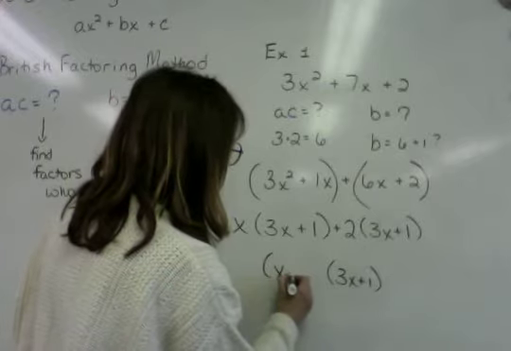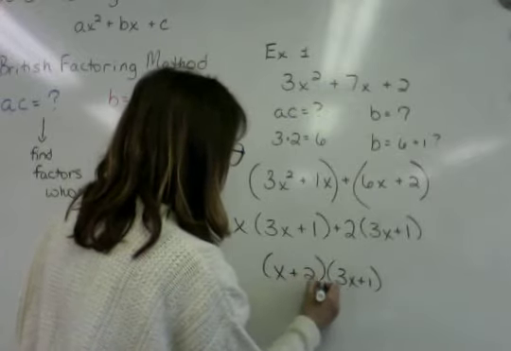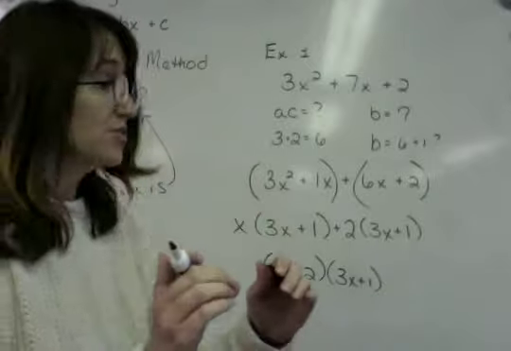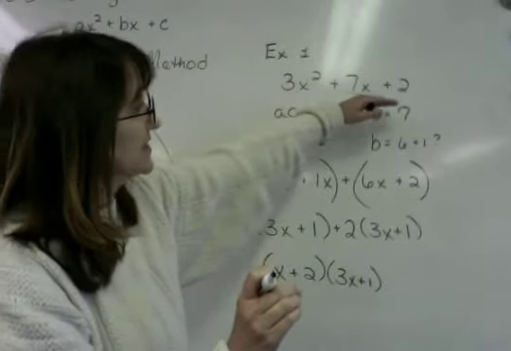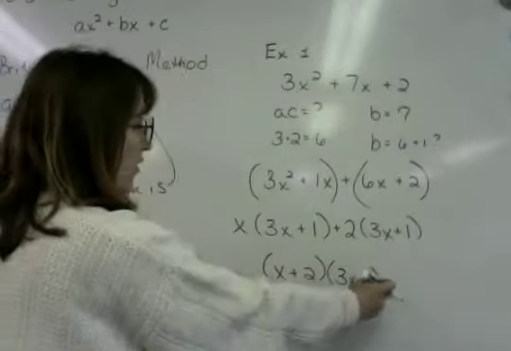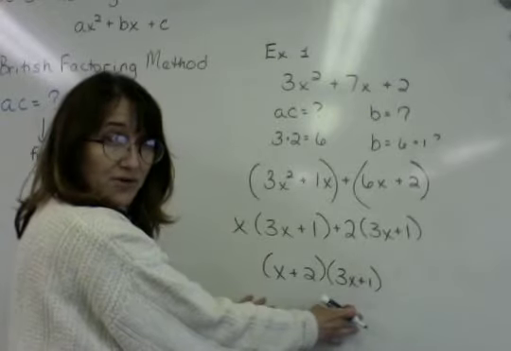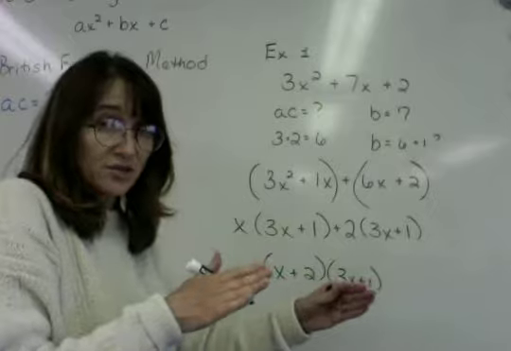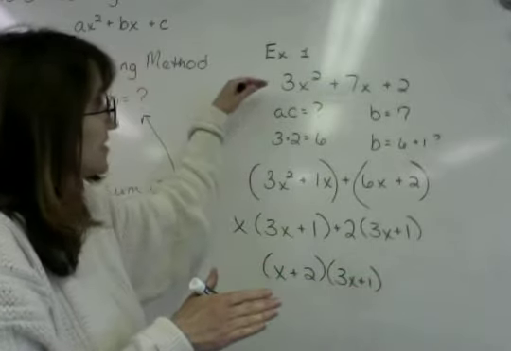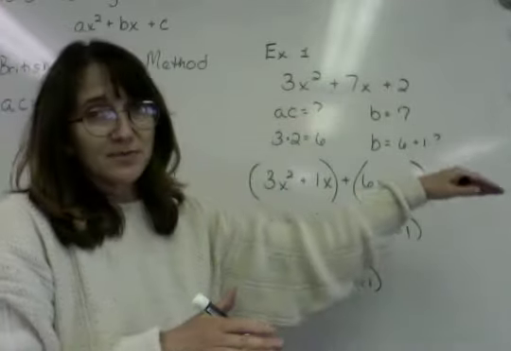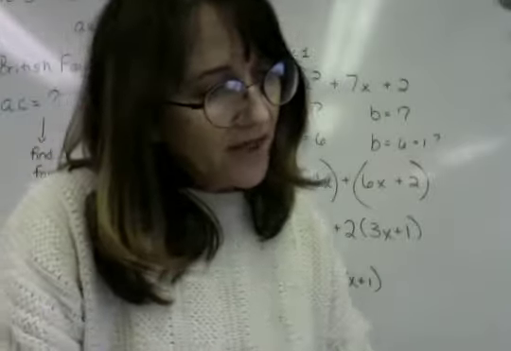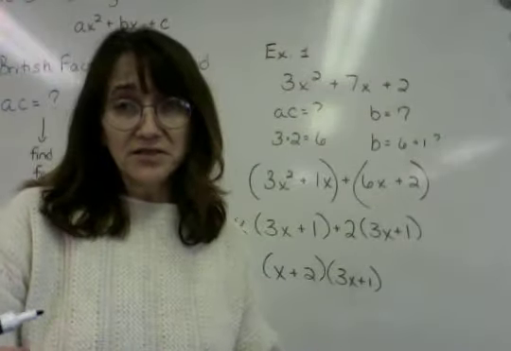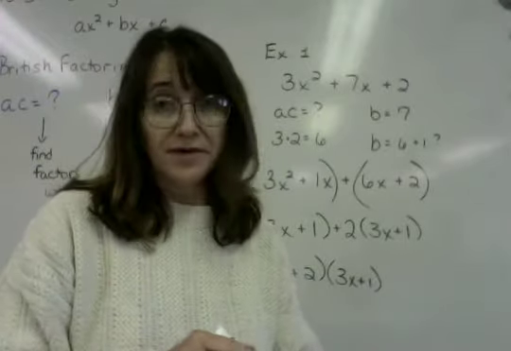That's my other binomial. So now what I've done is we have factored this 3x squared plus 7x plus 2 all the way down to these two binomials that when we put them together with FOIL, and you all can check yourself, I would end up with 3x squared plus 7x plus 2. Now, they may have written it in a little bit different order, but I don't know.